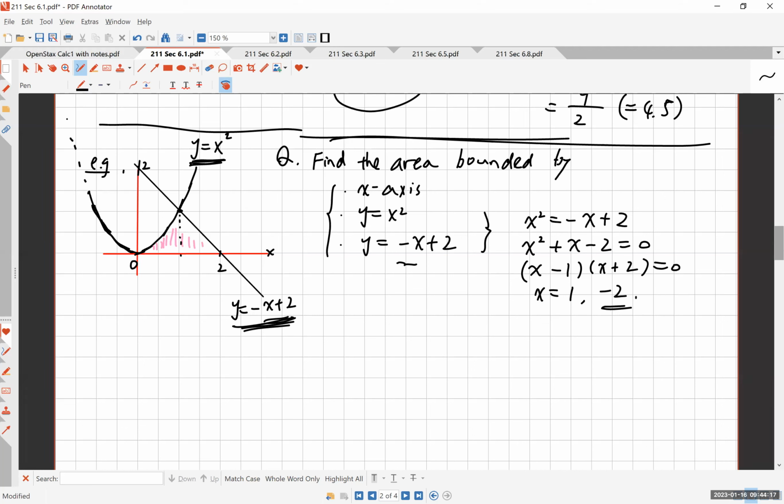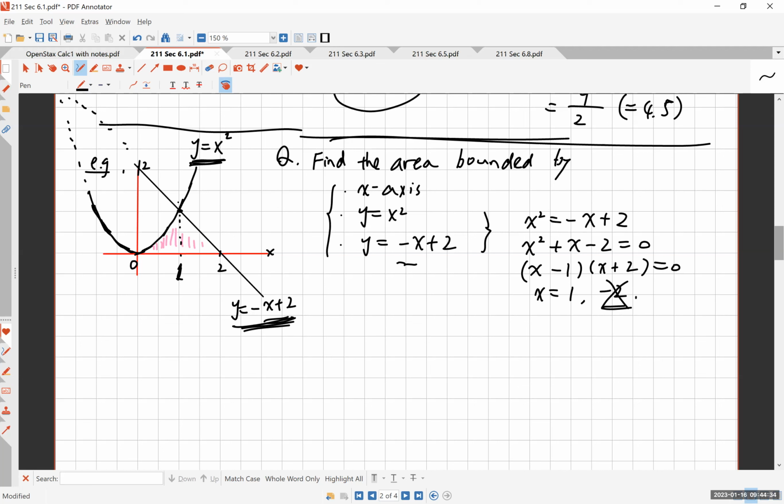If you keep going here, eventually they will meet when x is equal to negative 2, but it's not a part of this picture. So we will not worry about that, right? And so this point is 1. All right. So what's the upper function?